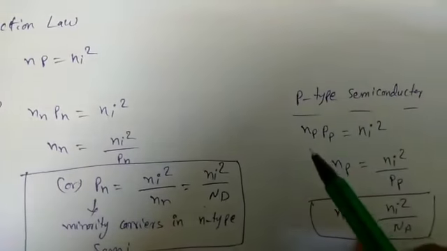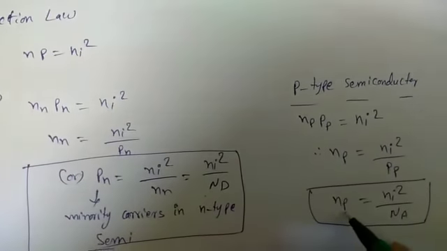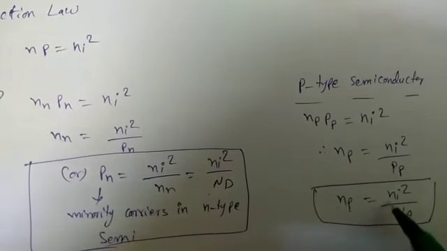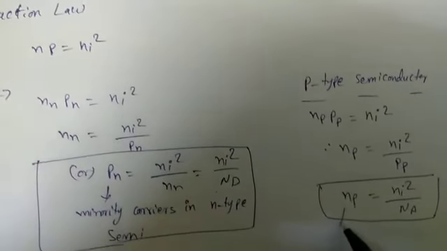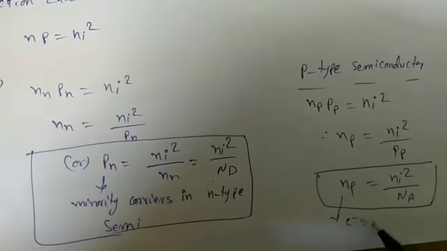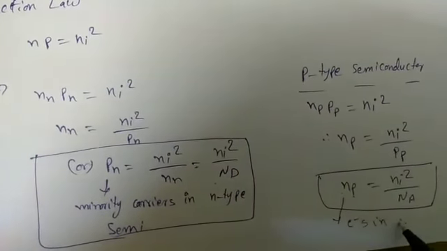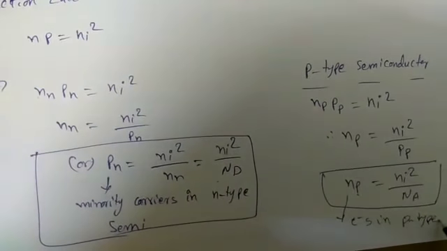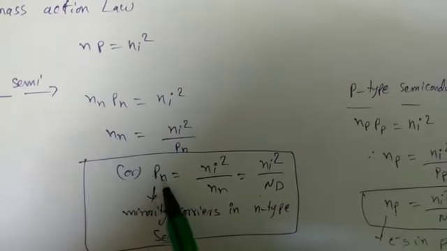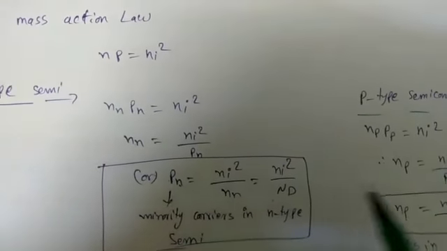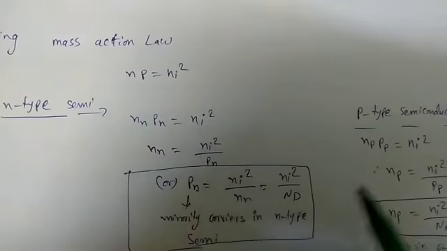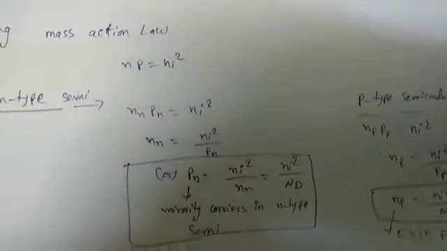Similarly, for P-type semiconductor, the minority carriers are equal to Ni square by Na. This is called the minority carrier, that is, electrons in P-type semiconductor. Similarly, here the holes in N-type semiconductor. So generally, most frequently we will get questions from these formulas only, right?